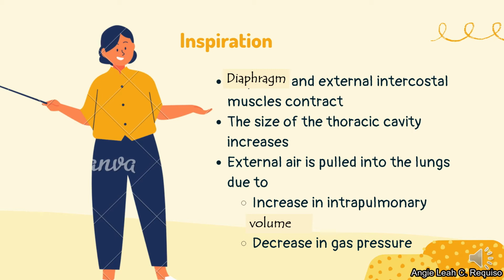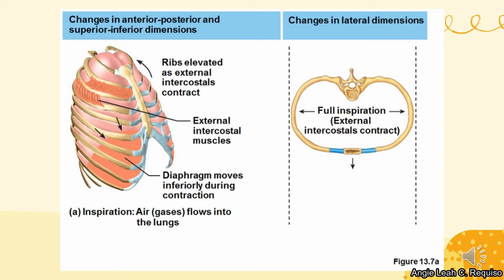So here is the visual presentation of the inspiration process. Here are the changes in anterior to posterior and superior to inferior dimensions. As you can see, during the inspiration process, the ribs elevate as the external intercostal muscles contract, and the diaphragm moves inferiorly during contraction. So here are the external intercostal muscles. And as you can see on the right side of the presentation, here are the changes in lateral dimensions, which means that in full inspiration, the external intercostals will contract.